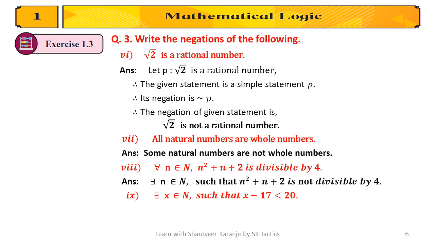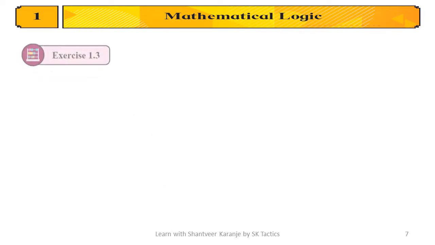Next quantified statement: there exists x belongs to N such that x minus 17 is less than 20. What will be its negation? Its negation is, for all x belongs to N, x minus 17 is greater than or equal to 20. This is all about question number 3.